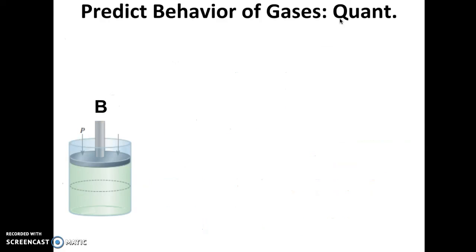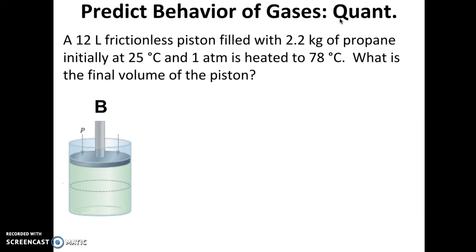Okay, we're going to predict the behavior of gas quantitatively, this time for a non-rigid container. So you're going to read through and you're going to annotate key information. And if you think you can solve it using the combined gas law equation, please do so.